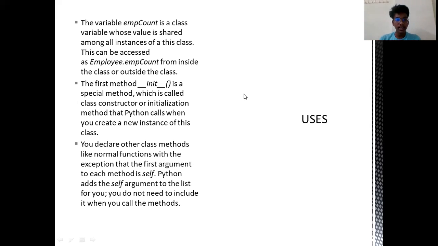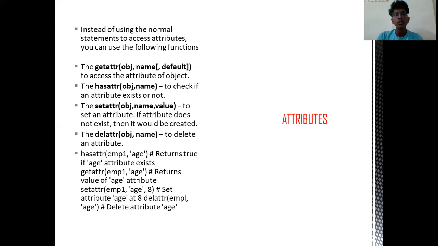If you declare other class methods like normal functions, the first argument to each method is self, and Python adds the self argument to the list for you. You do not need to include it when you call the methods. Instead of using the normal statements to access attributes, you can use the following functions on class objects.